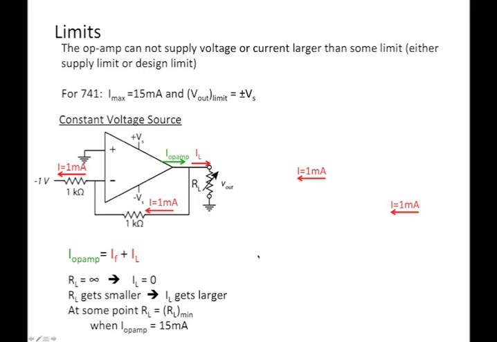Okay, so let's look at the constant voltage source. So we have some op amp. We've wired it up as a non-inverting or an inverting amplifier.